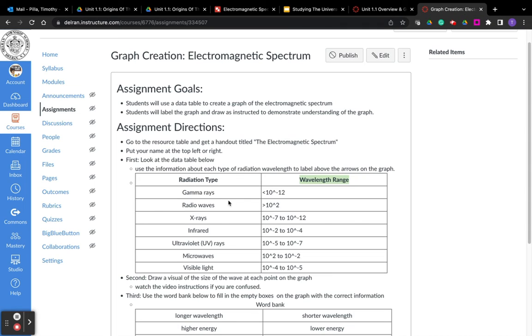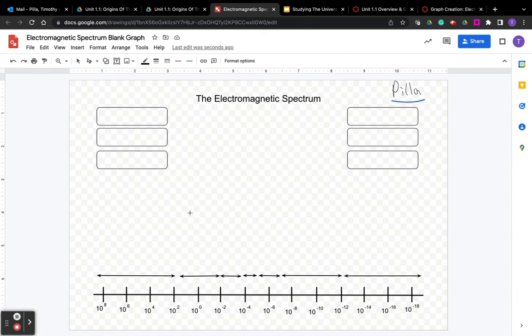I'll do one for you. Let's say radio waves. This is telling us that radio waves have a wavelength that is greater than 10 to the second power. Okay, so 10 to the second power is right here. So greater than 10 to the second power, you have to think, is it this way or is it this way? So 10 to the second power is 100, 10 to the fourth power, right, 10,000. So this way is going bigger. So we will write radio waves over this arrow.